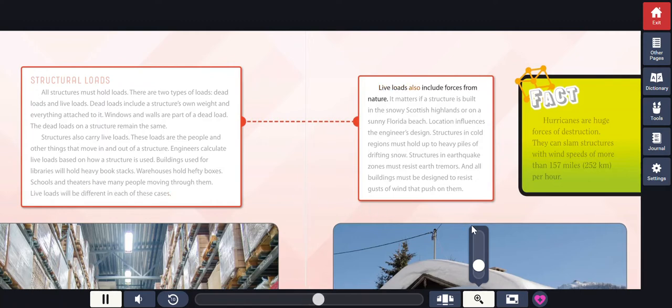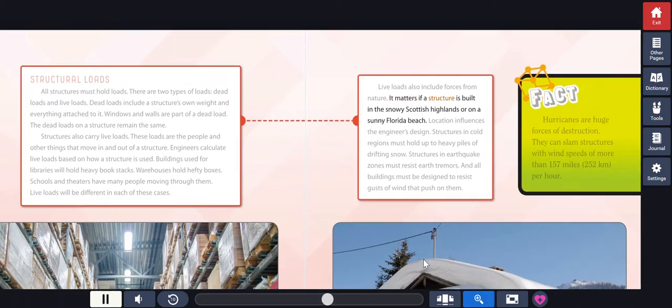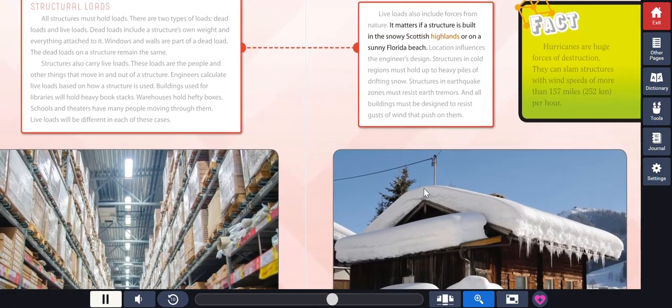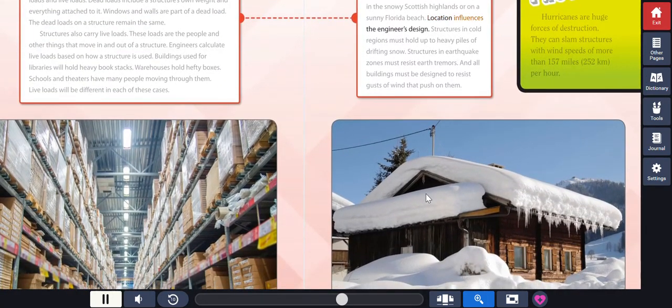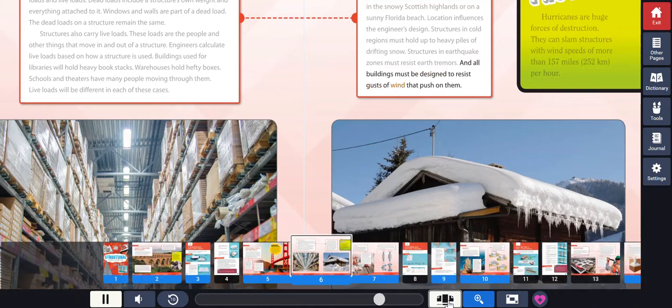Live loads also include forces from nature. It matters if a structure is built in the snowy Scottish Highlands or on a sunny Florida beach. Location influences the engineer's design. Structures in cold regions must hold up to heavy piles of drifting snow. Structures in earthquake zones must resist earth tremors, and all buildings must be designed to resist gusts of wind that push on them.